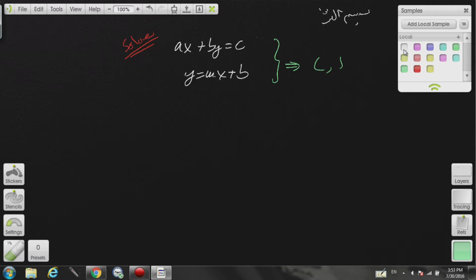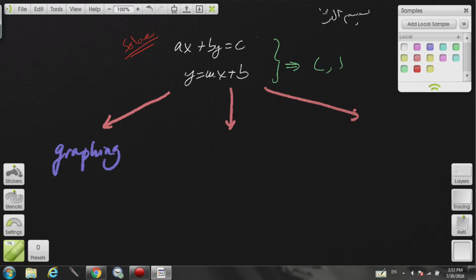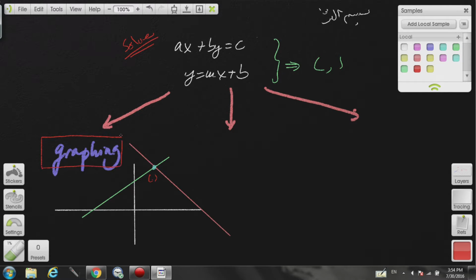So when you're solving a system of linear equations, we're trying to find that ordered pair that is common to both of them. There are three ways to solve a system of linear equations. The first way is sometimes cumbersome, and that's by graphing. You simply graph the two lines and make your best guess as to where they intersect. That's how you find the solution.